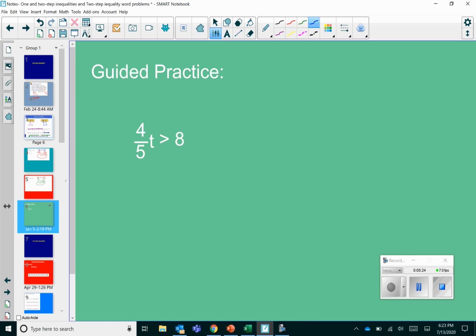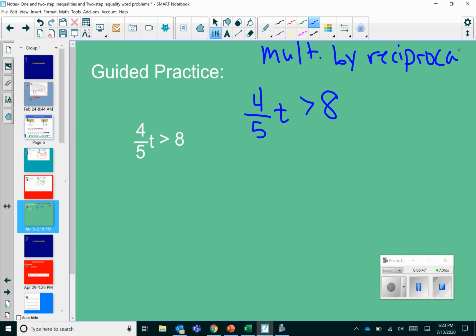Okay, here's a different type of problem. Notice that we have a fractional coefficient. So in order to get rid of our fraction, just like we did with equations, we have to multiply by the reciprocal. So obviously our reciprocal for 4/5 would be 5/4. And what we do to one side, we do to the other. Everything cancels here, leaving me with t by itself.